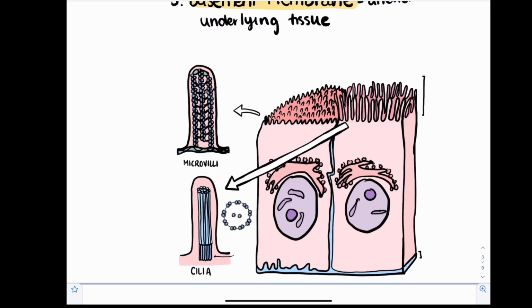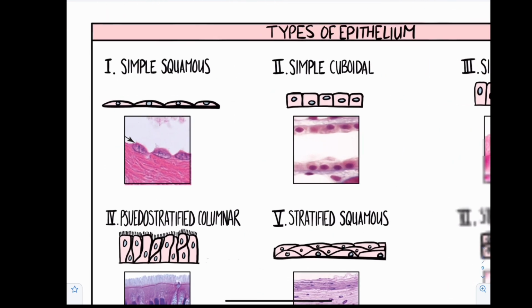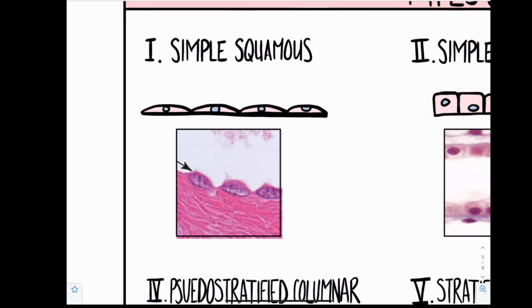underlying tissue. Now, epithelial tissue is classified by the number of layers they have, the shape of the cells, and the presence of any surface modifications, such as microvilli, which are non-motile cytoplasmic projections that increase surface area, stereocilia, long microvilli that are only found in the male reproductive tract, and cilia, long and highly mobile projections. We see this in the drawing, and we can see the difference between the microvilli and the cilia. Now let's look at specific examples of epithelium and how we identify or categorize them.